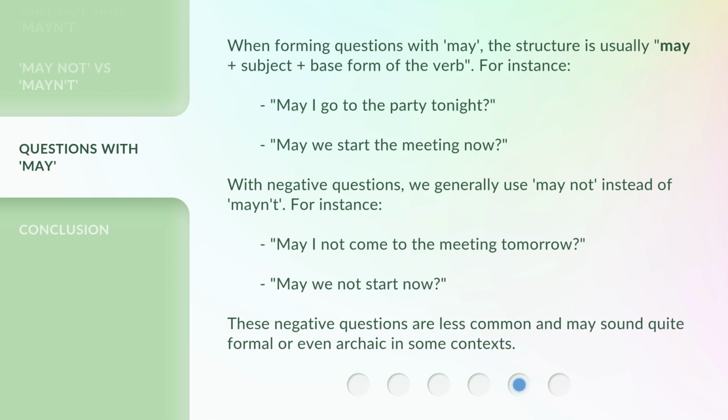With negative questions, we generally use may not instead of mayn't. For instance, may I not come to the meeting tomorrow? May we not start now? These negative questions are less common and may sound quite formal or even archaic in some contexts.